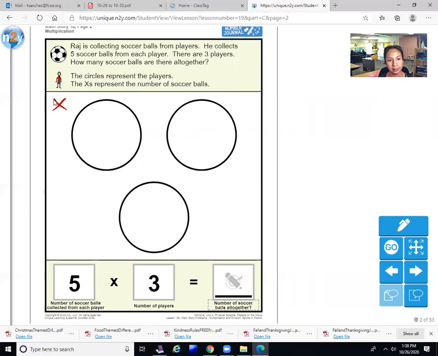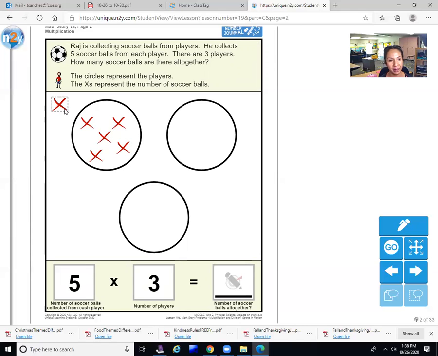So we are going to move 5 X's into each circle. So here's 1, 2, 3, 4, 5. Okay, there's 5 in that circle. So you need to make sure that each circle has the same number of X's, which are the balls, okay?